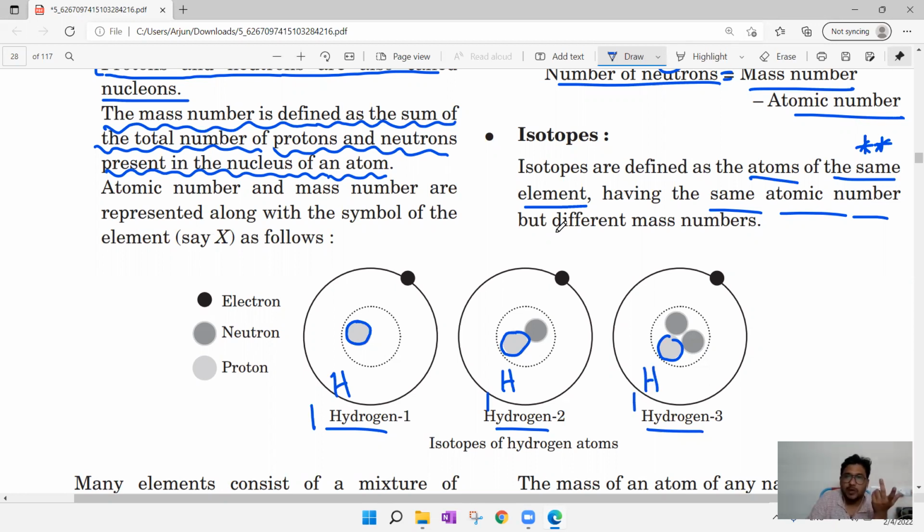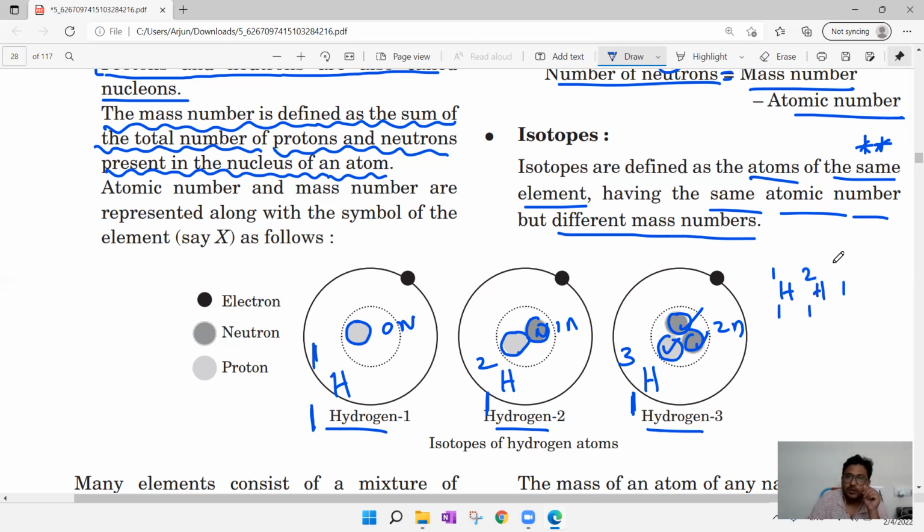We have the same atomic number but different mass number. Why? Because of the addition of neutrons. Naturally it happens. This is a neutron, this is a neutron. Here 0 neutrons, here 1 neutron, here 2 neutrons. Now what is the mass? Here mass is 1 for this hydrogen because 1 proton. Coming to the second one, proton 1 and neutron 1, so mass is 2. In the third one, atomic number is 1 because it has only one proton, but mass number will be 3, because 1 proton and 2 neutrons. So you can write it as hydrogen 1,1; hydrogen 1,2; hydrogen 1,3.